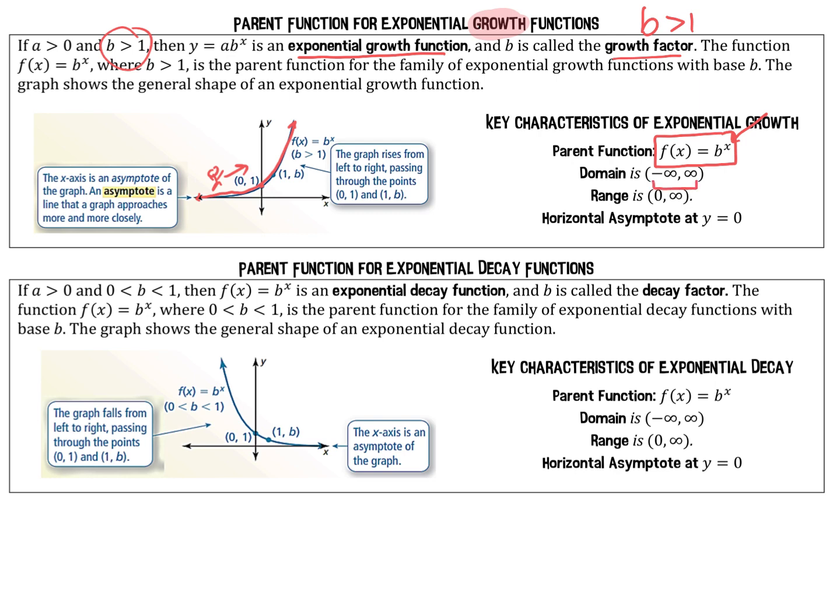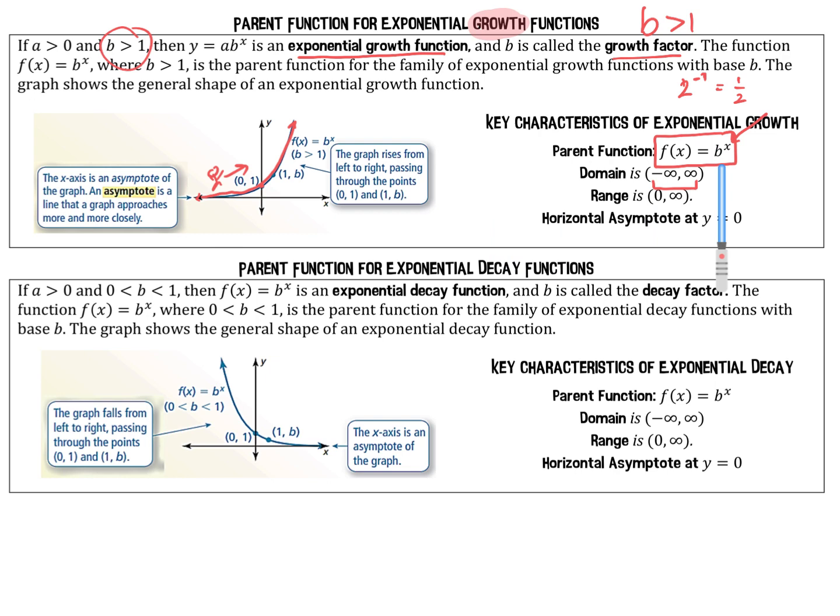Our range, thinking about our output, so even if I plugged in, I'm going to go back to my example with 2. Even if I plugged in a negative number, remember, if I put 2 to the power of negative 1, I get 1/2. If I put 2 to the power of negative 4, I get 1/16. So based on this model where b is greater than 1 and a is 1, we're never going to have any negative numbers come out, which you can see from the graph. The graph never goes below the x-axis.